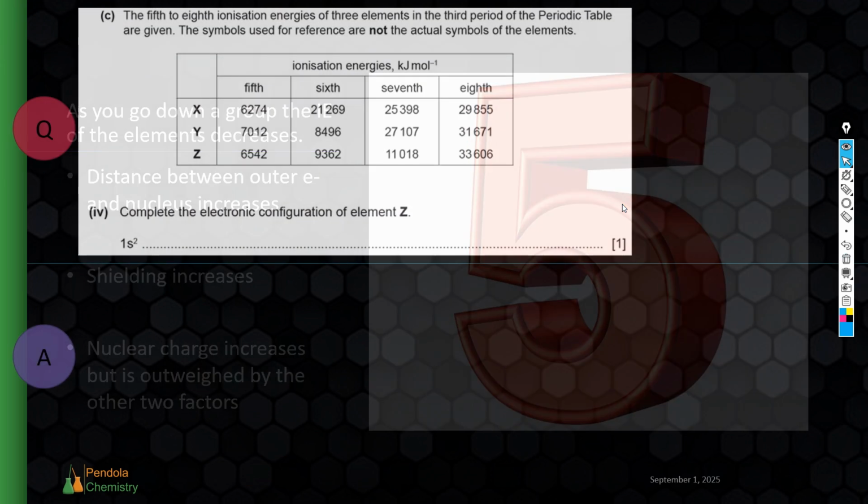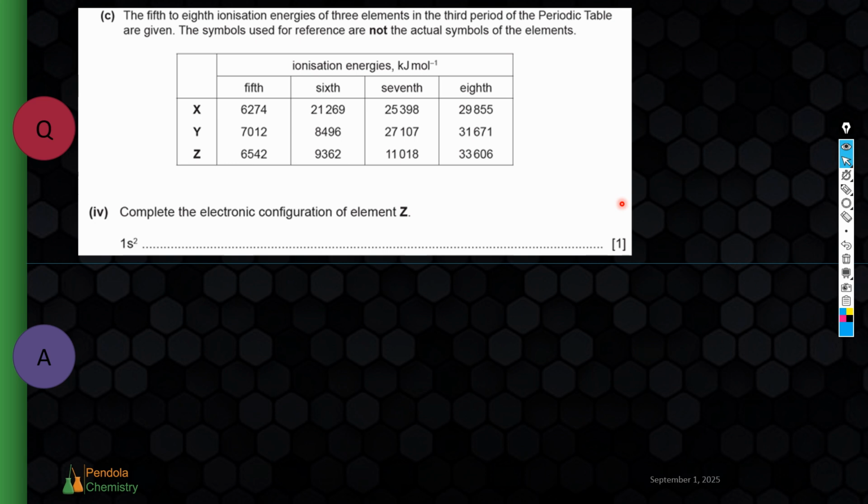So let's look at a few examples that we see here. Here we see how we can use successive ionization energies, which we discussed back in section, I think, 2, to talk about the electron configuration of an element. So we're putting together the ideas from the previous sections where we talked about ionization energy and electronic configuration. So here it says the 5th to 8th ionization energies of 3 elements in the third period of the periodic table are given.